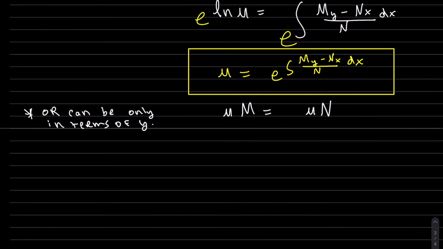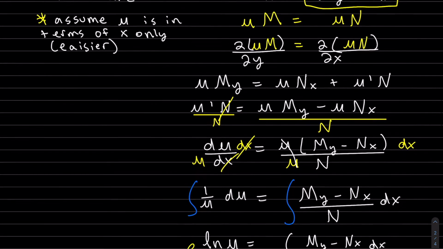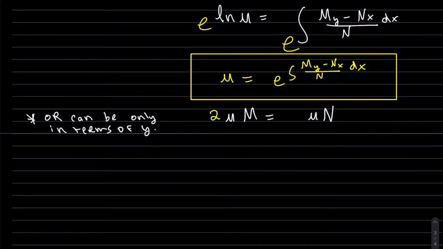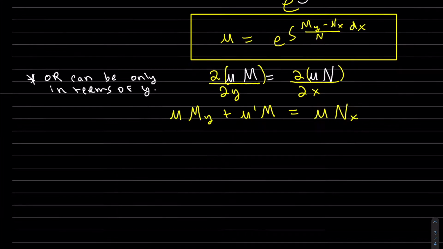Again, this is our goal. So we do the same partials of both sides, partial of y on the left, partial of x on the right. Since mu is in terms of y, we have to do the product rule on the left. And since mu is in terms of y, it's treated as a constant over here. We need to solve for this.